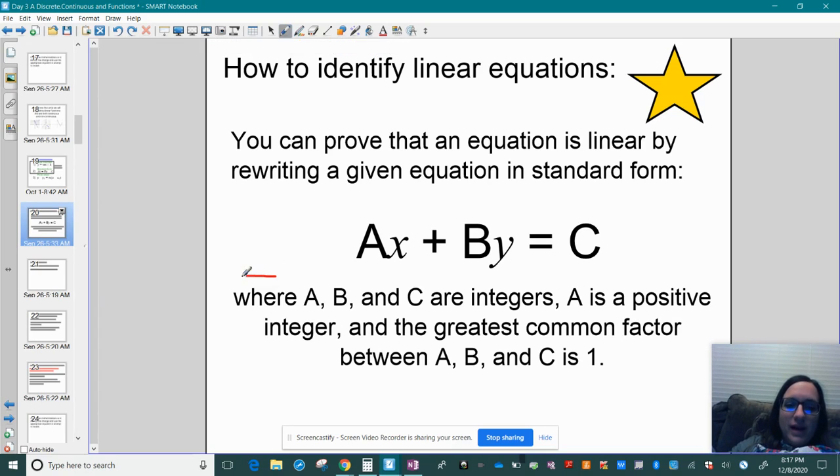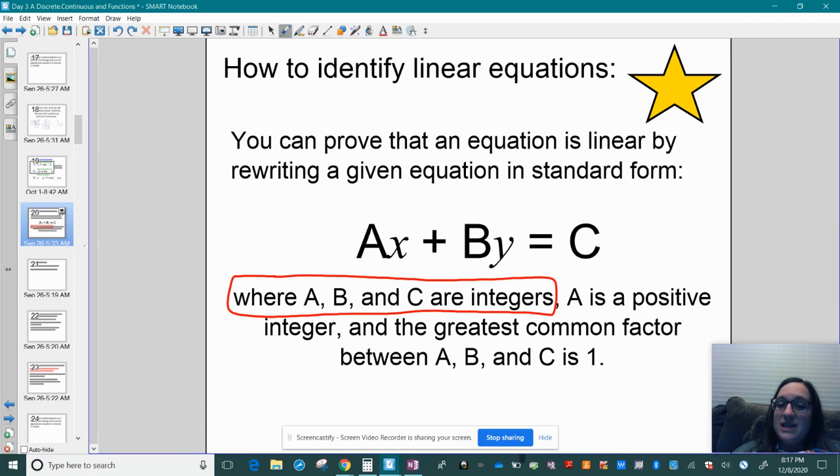If we look through here, A, B, and C are all integers. They can be positive or negative, but the idea is that they're whole numbers. A, B, and C are not fractions. They're not decimals. They're integers, which means they can be negative numbers, positive numbers, or 0. So no fractions. A has to be positive. That's tricky, and we can do things to make sure it's positive. That's fine.